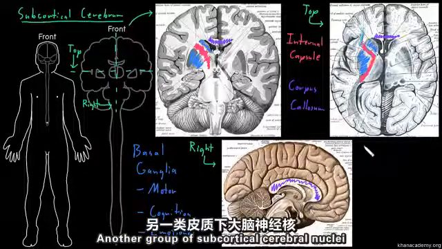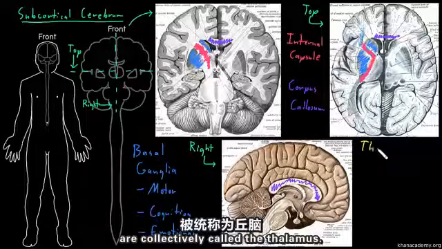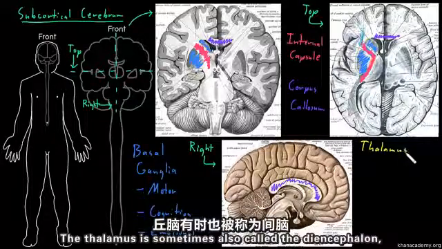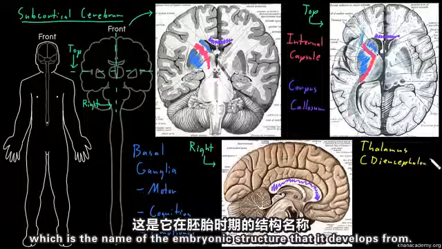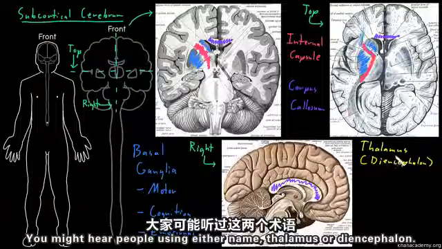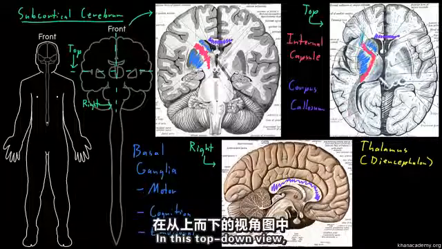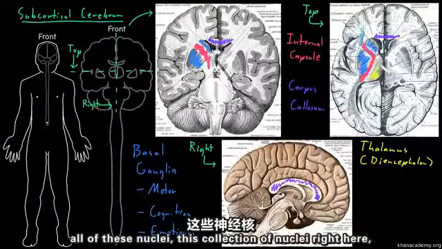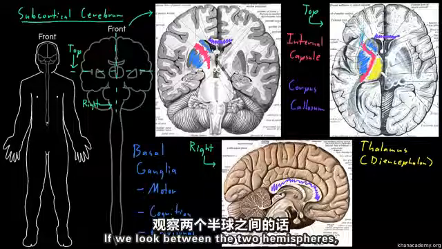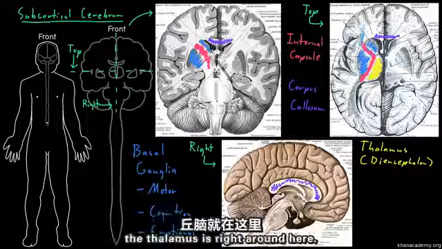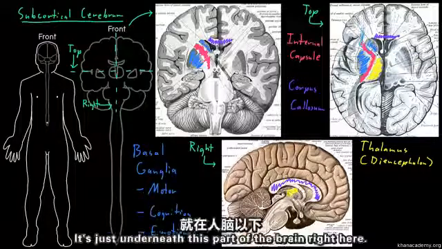Another group of subcortical cerebral nuclei are collectively called the thalamus. And the thalamus is also sometimes called the diencephalon, which is the name of the embryonic structure that it develops from. So you might hear people using either name, thalamus or diencephalon. And on this top-down view, this collection of nuclei right here is the thalamus. And if we look between the two hemispheres, the thalamus is right around here. It's just kind of underneath this part of the brain right here.